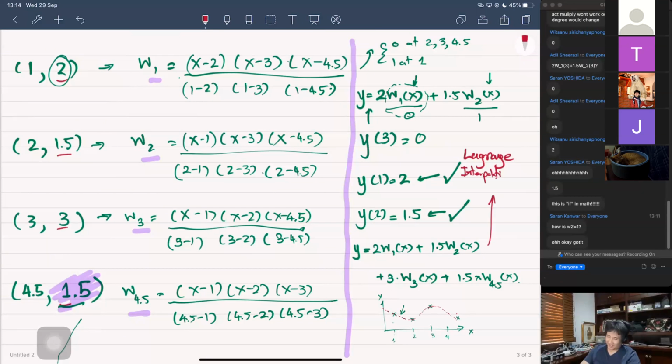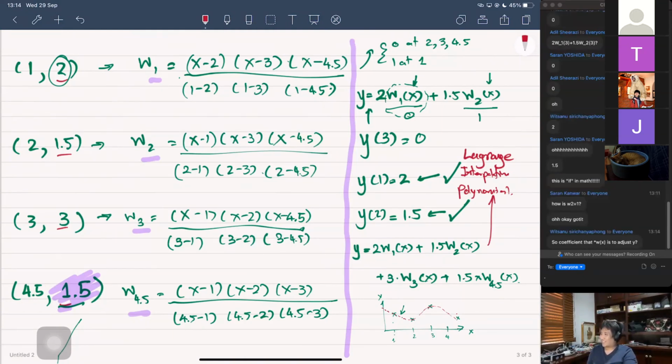Interpolation polynomial. It's a clever trick. It's a really, really clever trick. Once I tell you, now you think it's trivial, right? The W is actually to make sure that they do not interfere with each other. The W is to make sure that the 2 will never interfere with the 1.5, because it's going to be 0 whenever you need it to be 0.